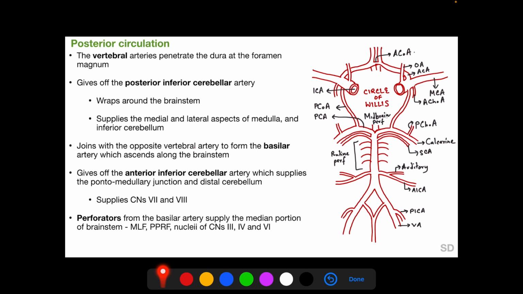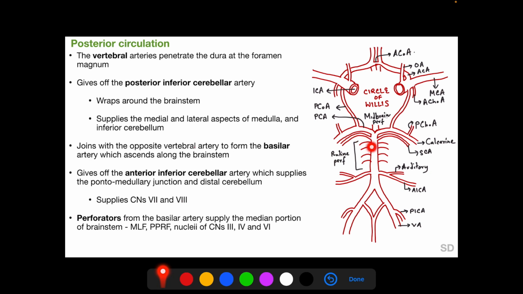Then the two vertebral arteries join with each other to form the basilar artery, which ascends along the brainstem. The basilar artery gives off the anterior inferior cerebellar artery, which supplies the pontomedullary junction and the distal cerebellum. And in this location, we have the 7th and the 8th cranial nerve nuclei.